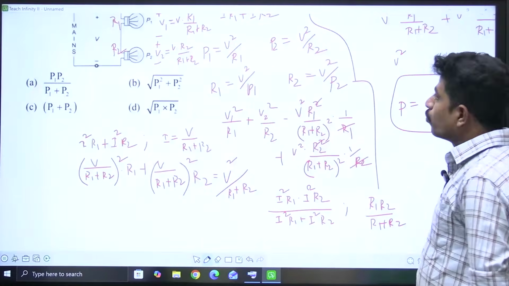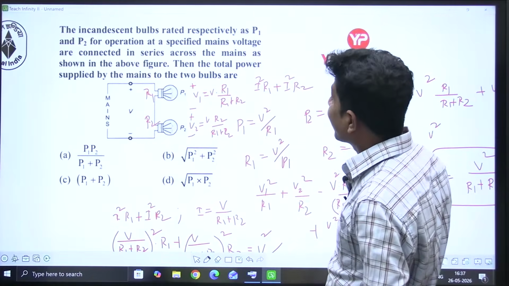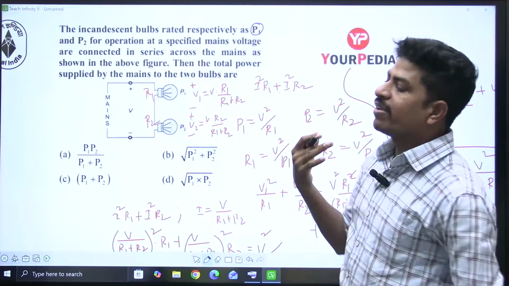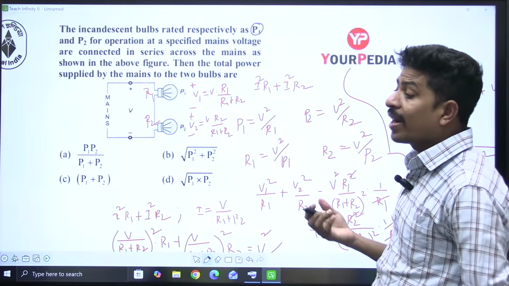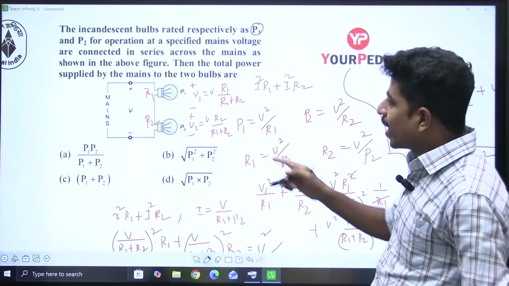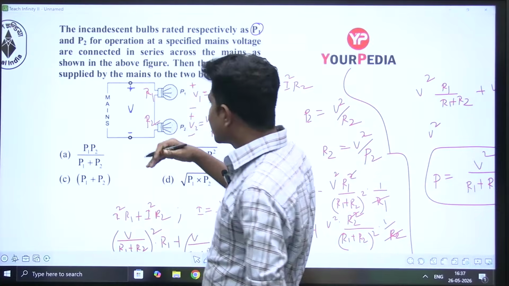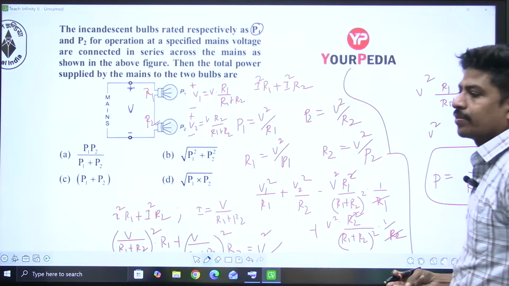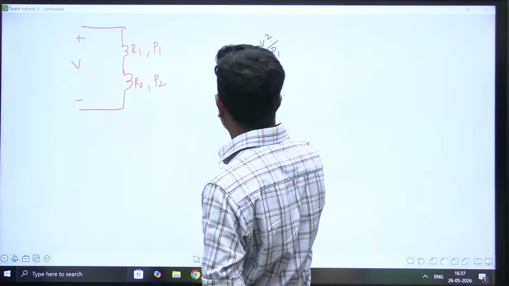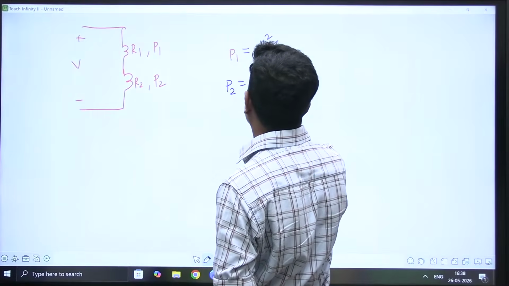One should understand the given question carefully: two incandescent bulbs rated, P1 is the rated power. Whenever rated voltage V is given, it is going to take the power of P1. But here rated voltage is not given. For both combined V is given. Now V is divided into two parts. P2 is the rated power of bulb 2, which is V square by R2.